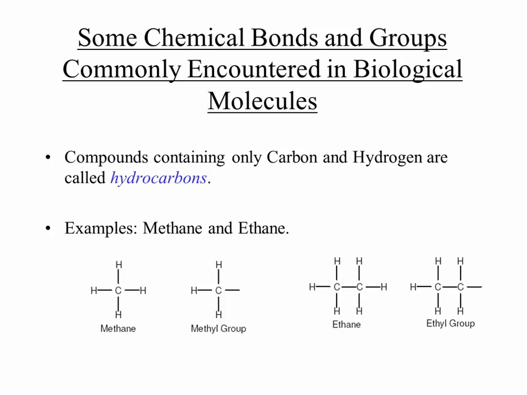Okay, so we continue with our review of organic chemistry. We are going to look at some chemical bonds and groups that are commonly encountered in biological molecules. Compounds that contain only carbon and hydrogen are called hydrocarbons. That's a natural name. An example is methane, CH4. They have a general formula, which is not written on this slide.